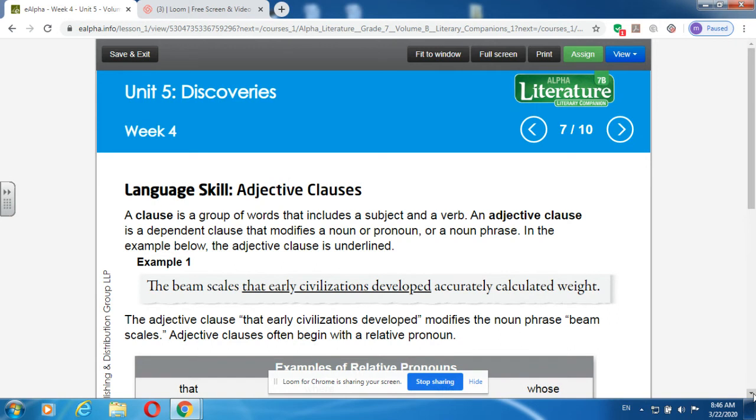Language skills, adjective clauses. A clause is a group of words that includes a subject and a verb. An adjective clause is a dependent clause that modifies a noun or a pronoun or a noun phrase. In the example below, the adjective clause is underlined.